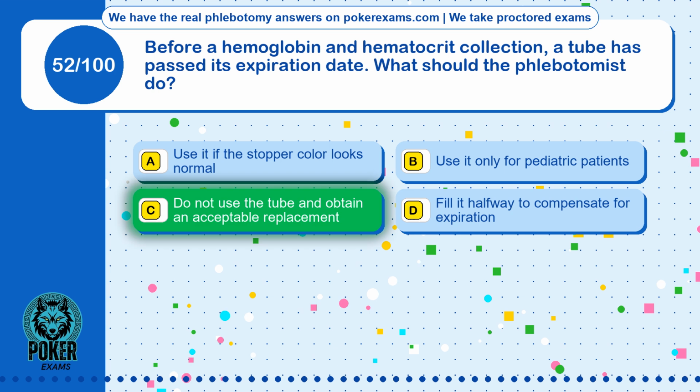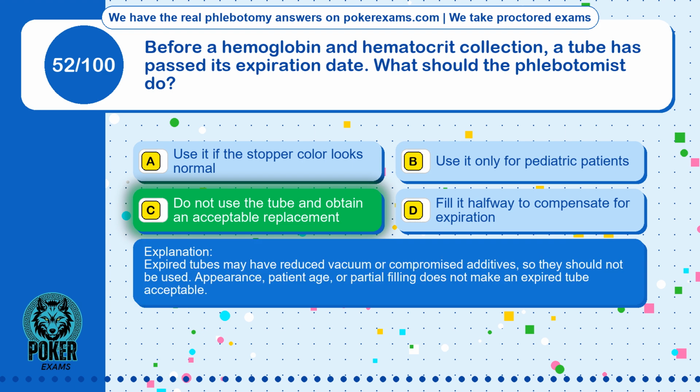The correct answer is option C. Do not use the tube and obtain an acceptable replacement. Expired tubes may have reduced vacuum or compromised additives, so they should not be used. Appearance, patient age, or partial filling does not make an expired tube acceptable.